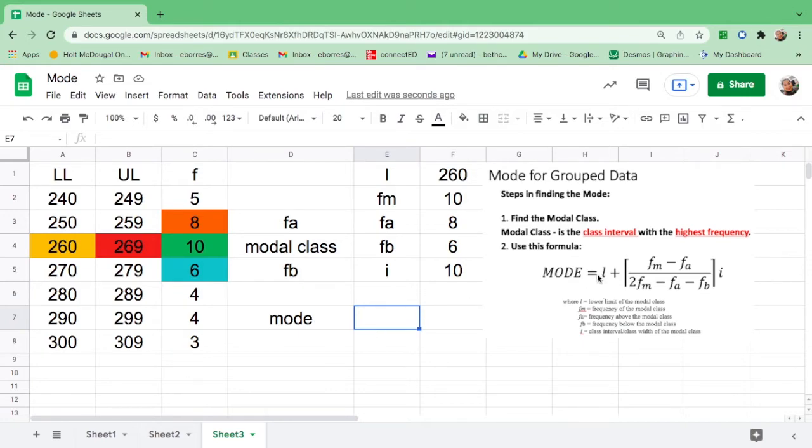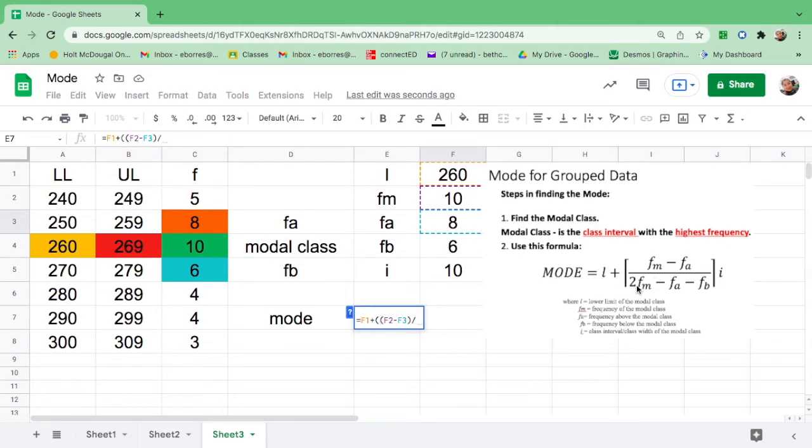In the formula, this is equals L, equals, click the value of L, which is 260, plus, here, we need to group the numerator and group the denominator as well before multiplying the I. So we will put double parentheses, then group the numerator, click the frequency of the modal class, which is 10, minus the frequency above, which is 8. So we have to put parentheses indicating that we group these two together. And then this line is division.